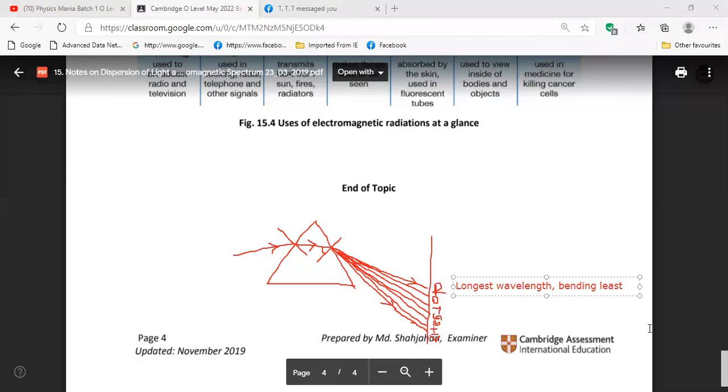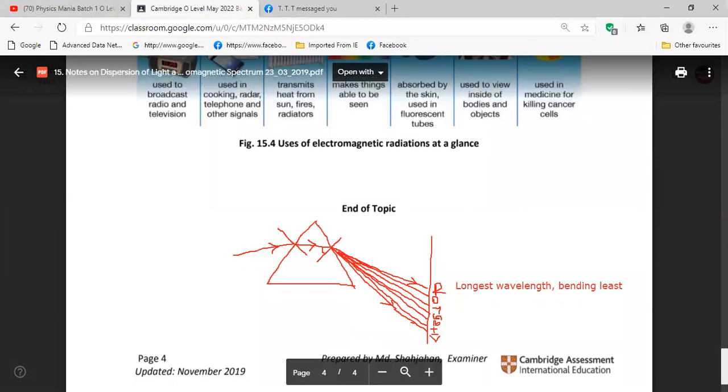And here violet. Violet has the shortest wavelength, bending most.